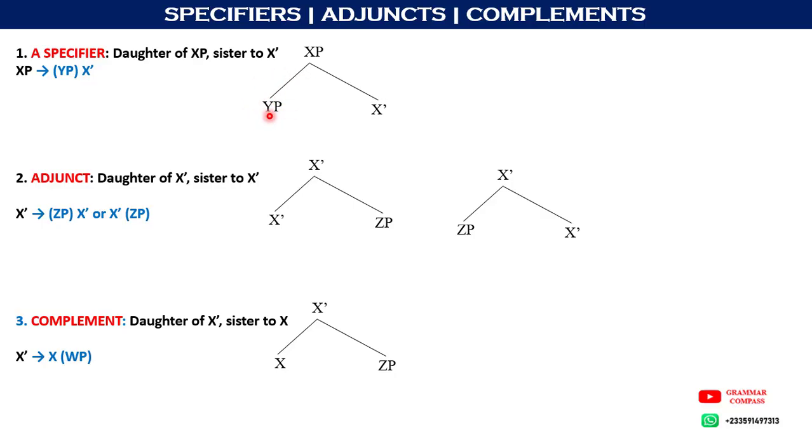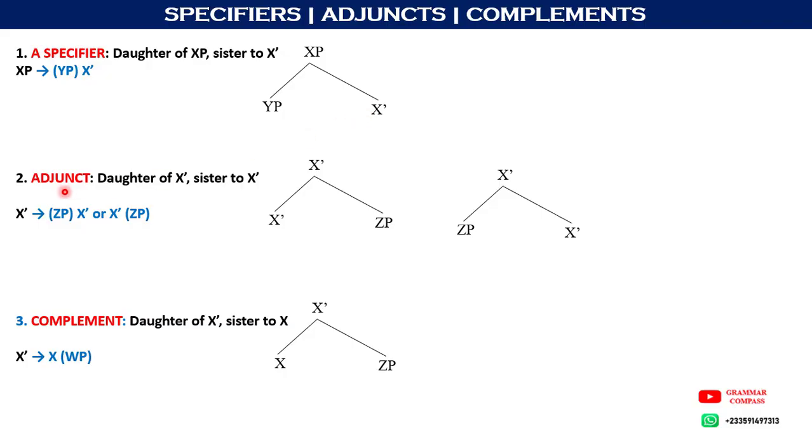So the determiner is the specifier. It must be a daughter of a noun phrase and a sister to an N-bar. So if you have the boy, then the boy is the noun phrase. The, which is the determiner, should be a sister to N-bar, not an N.